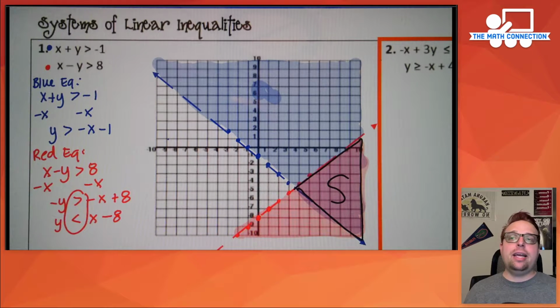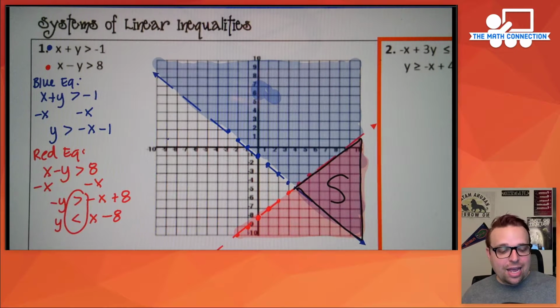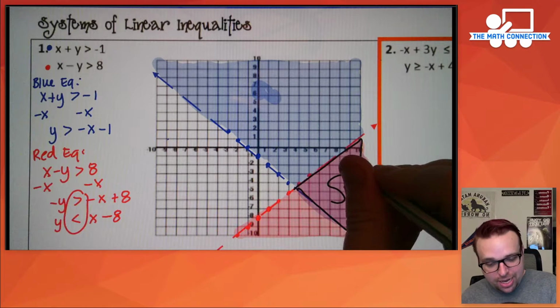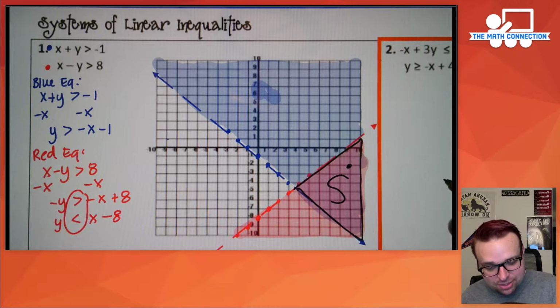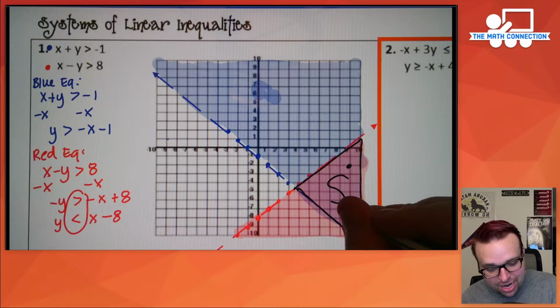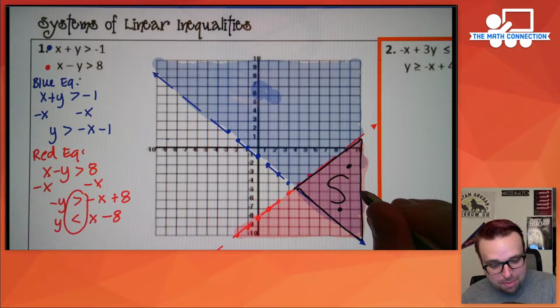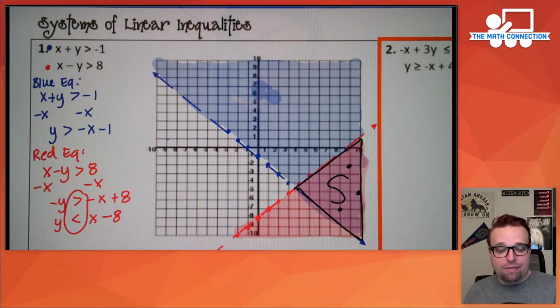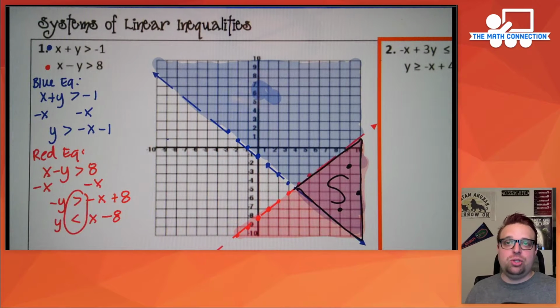Why would I be shading an entire region? Let's think about this. Because you can pick any point that's inside of that region. You can pick positive 10, negative 2, or you can pick positive 9, negative 7, or you can pick positive 11, negative 5. Whatever you pick, if that point is in that section, it will make this system true, okay? So that's the whole purpose behind this.